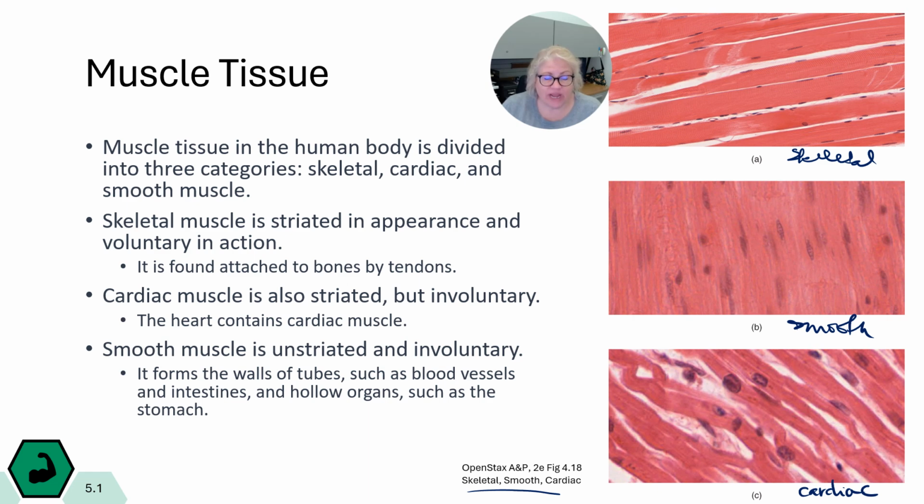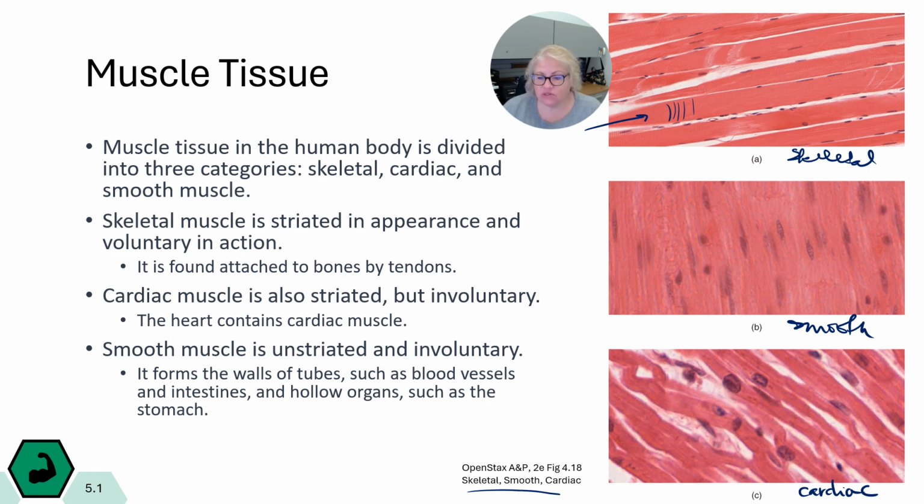Skeletal muscle is striated in appearance and voluntary in action. It's found attached to bones by tendons. So we've looked at these before, but to review, remember skeletal muscle here at the top is striated. You can see those bands in the tissue. And it's voluntary. You think about moving skeletal muscle, you can move it.